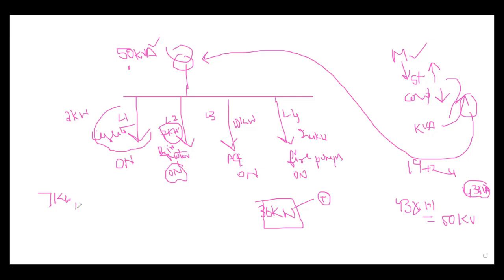Suppose the voltage level is, let's take 415 volts supply, 7 kilowatt motor. Then what is the current? Let's do the calculation. 7 divided by 1.732 divided by 0.415 gives me 9.7 amps, whatever it may be. So 9.7 amps is the rated current, or 10 amps. Let's take 10 amps as the rated current.